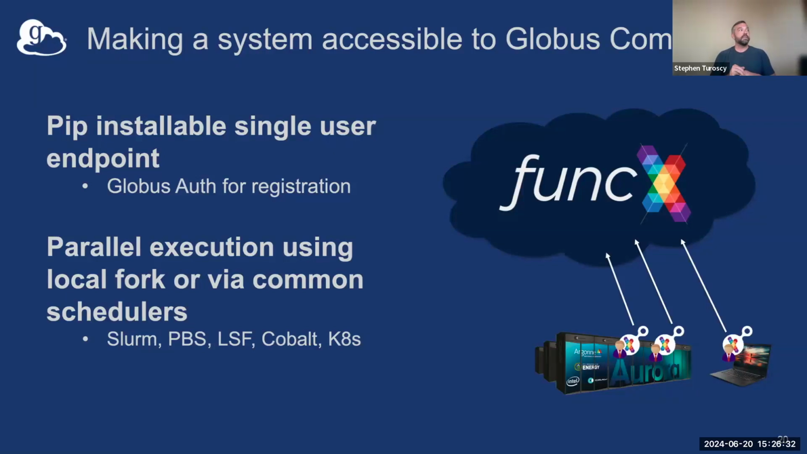The multi-user Globus Compute was announced at Globus World. It is coming. It's still, I don't think, quite ready for release. I don't want to say too much because I don't know all of the ins and outs, but it is announced, it is coming, and it is something that you will be able to do in the near future. Parallel execution, local fork, or via common scheduler. So you can execute these functions as part of Slurm, Cobalt, Kubernetes, those kinds of things.